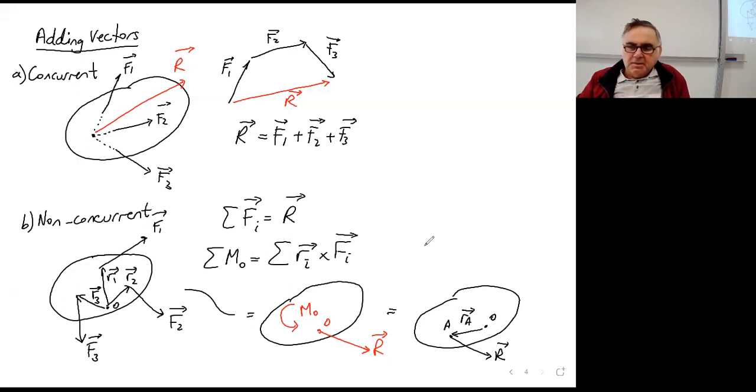Where MO has to be equal to RA cross width.